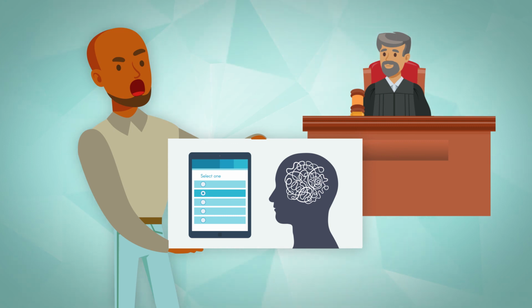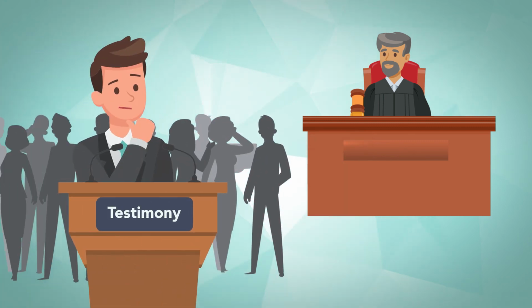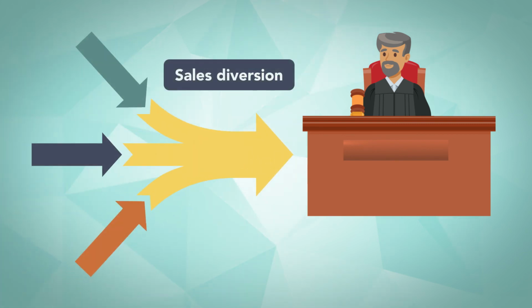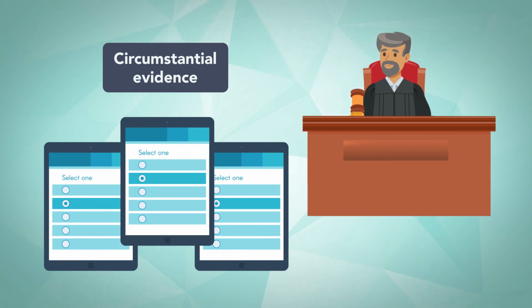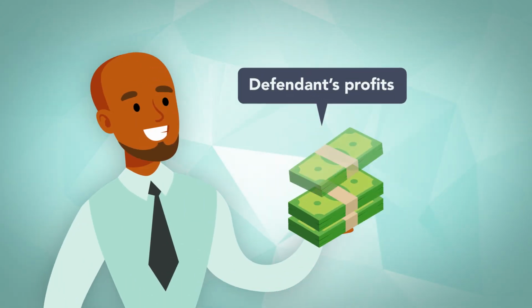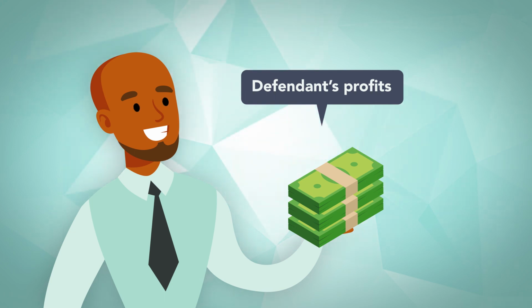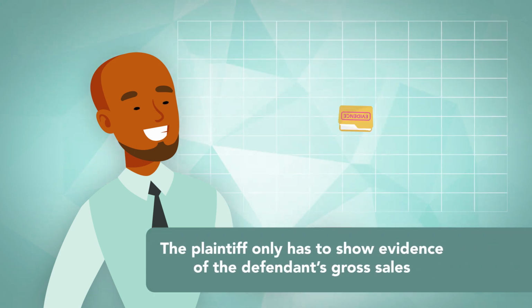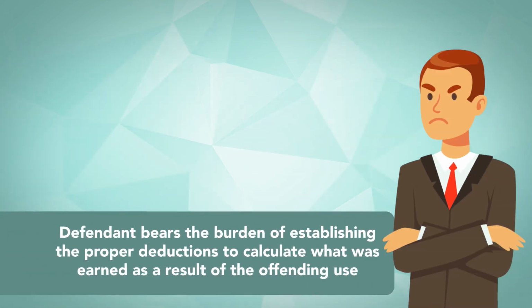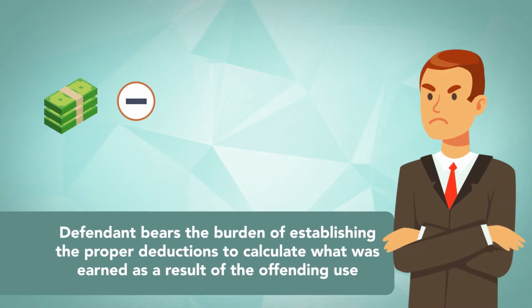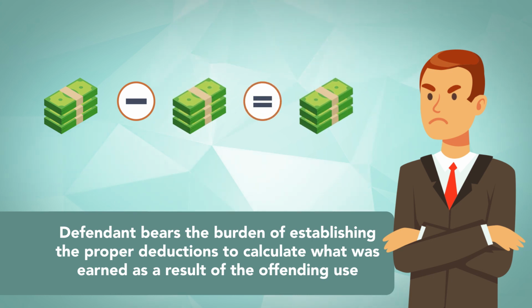This can be shown by direct evidence, such as direct testimony from members of the public, by proof of sales diversion, or by circumstantial evidence such as customer opinion surveys before and after the offending use. The plaintiff may also be awarded the defendant's profits generated by offending use. The plaintiff only has to show evidence of the defendant's gross sales, and the defendant bears the burden of establishing the proper deductions to calculate what was earned as a result of the offending use.